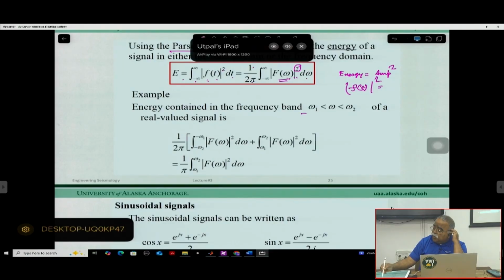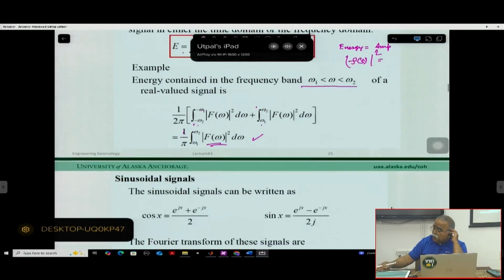So between ω1 and ω2, if you try to calculate it, this is your minus ω2 to minus ω1, and then ω1 to ω2. If you calculate it, it is basically a real valued function, 1 by 2π into |F(ω)| squared dω, right?